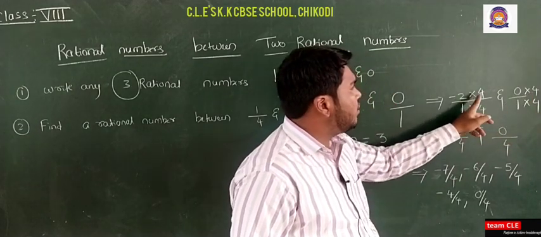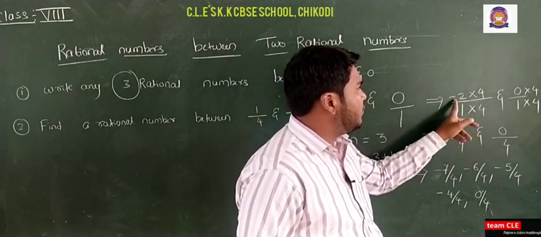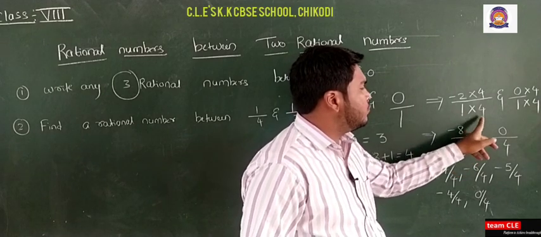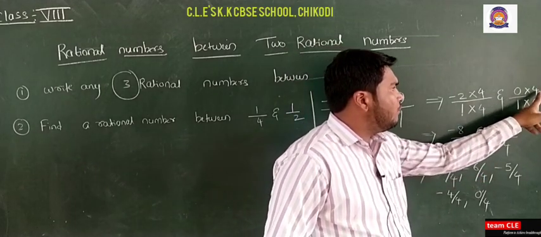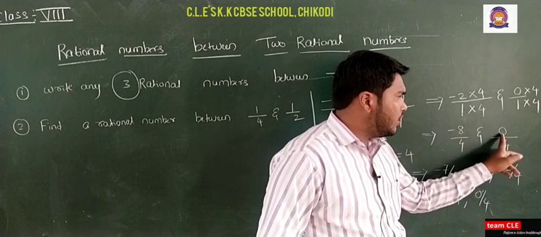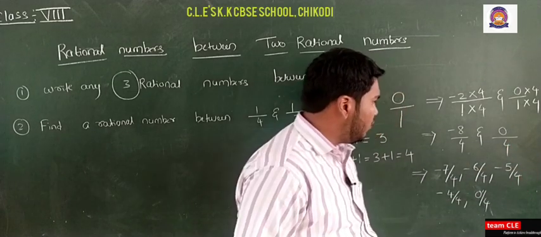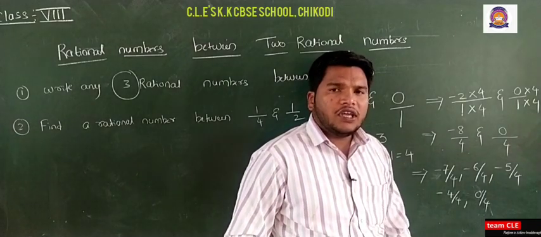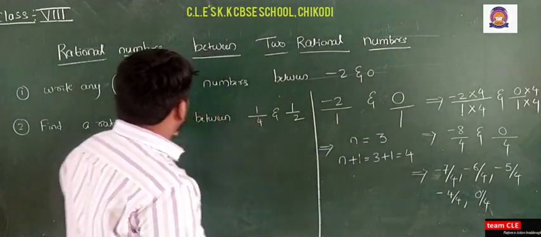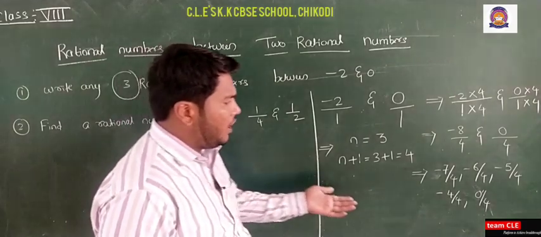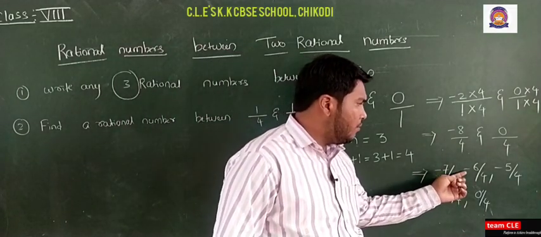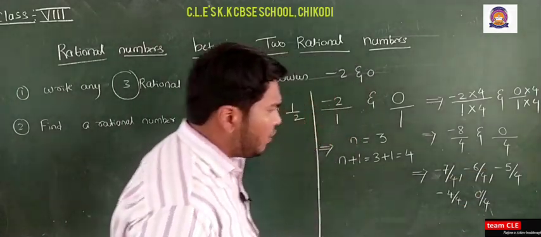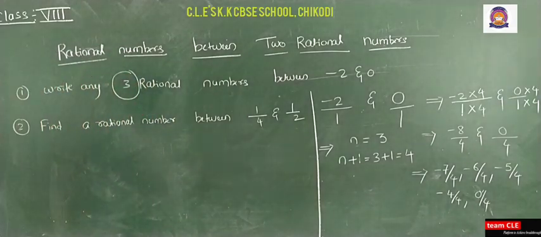Okay, so just multiply: 4 2s are 8, plus into minus is minus, so minus 8, and 1 4s are 4. And 0 4s are 0, so 0 by 4. Anything 0 divided by anything is 0 only. So in between minus 8 by 4 and 0 you have to write the 3 rational numbers as per the question. I write minus 7 by 4, minus 6 by 4, minus 5 by 4. Minus 4 by 4 is nothing but minus 1, and 0 by 4 is nothing but 0.